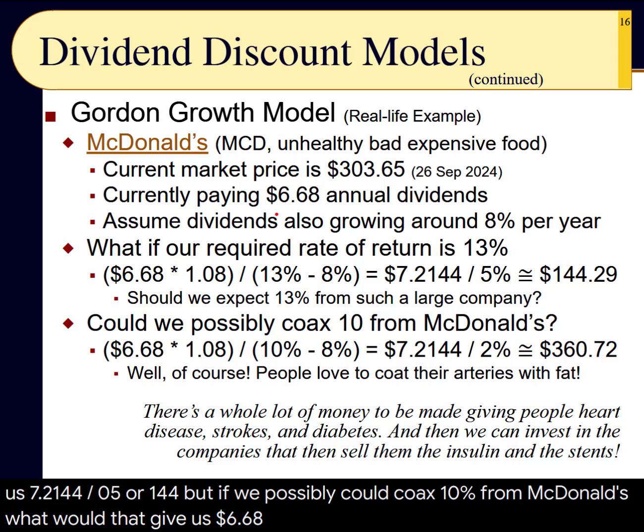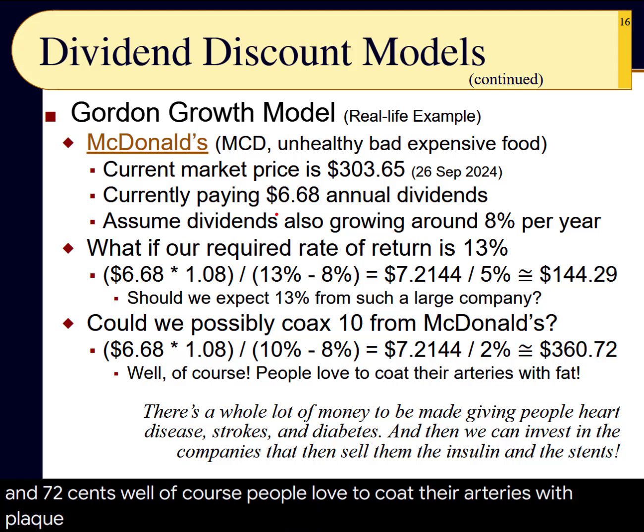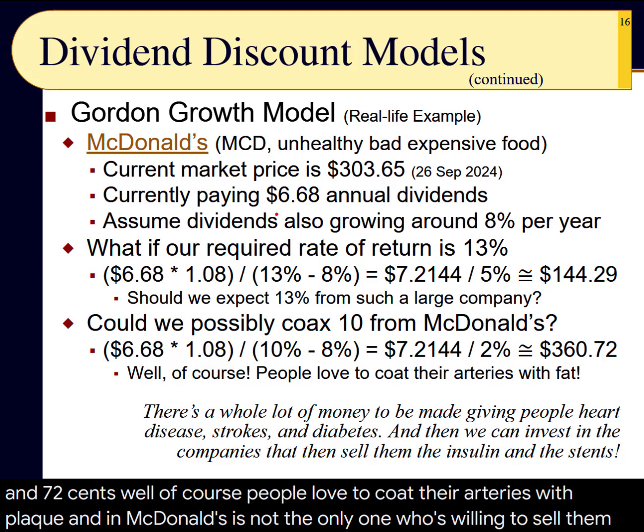$6.68 times 1.08 divided by 10% minus 8%, 7.2144 divided by 0.02, or $360.72. Well, of course, people love to coat their arteries with plaque, and McDonald's is not the only one who's willing to sell them this stuff.